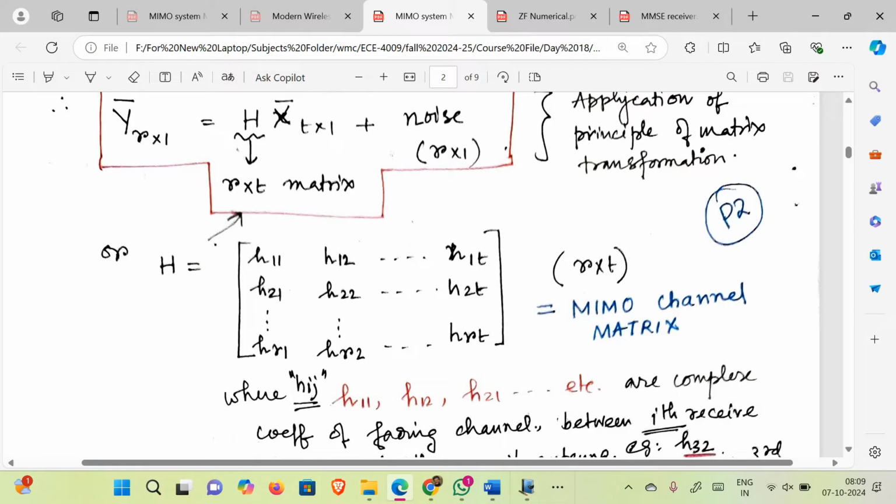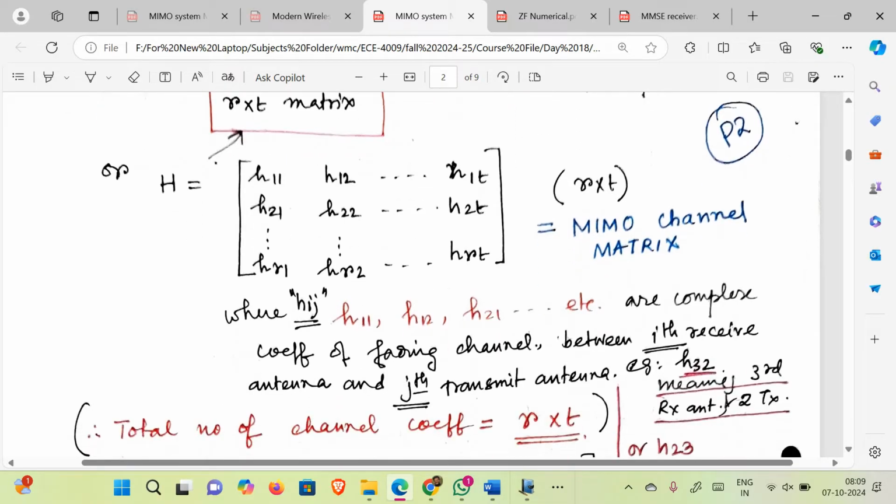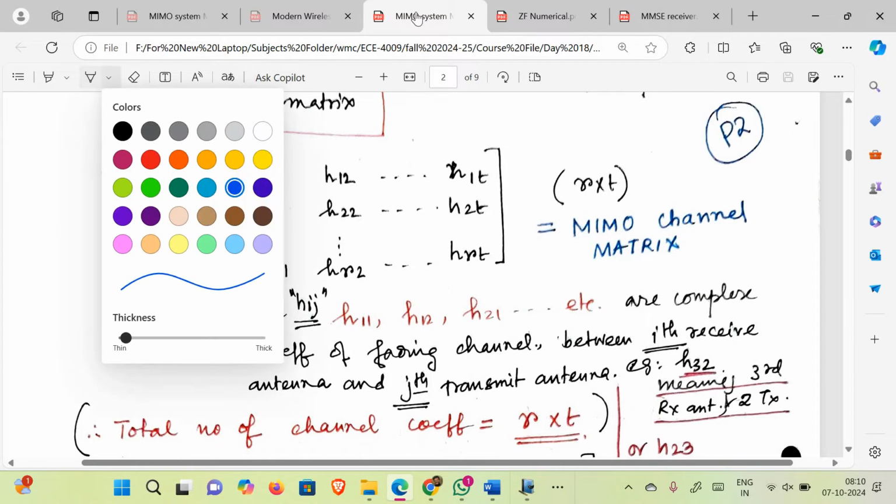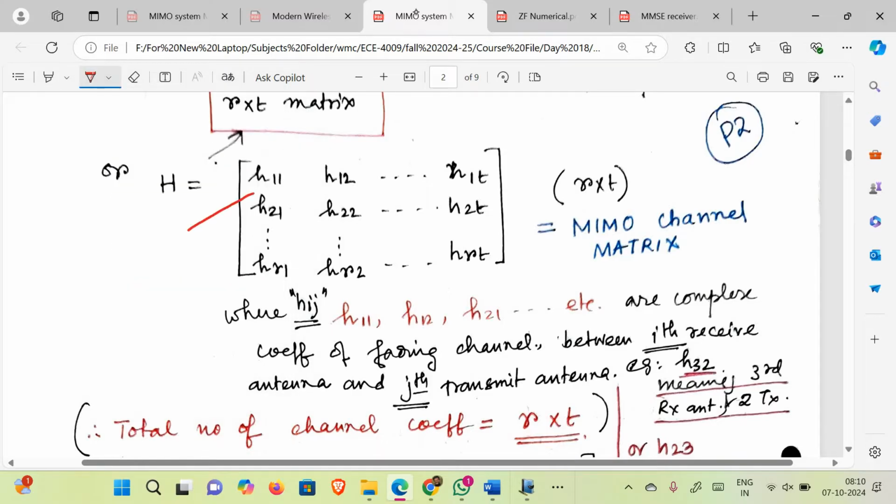All right. Even for MRC or EGC, when we did that for diversity, we came across that H played an important role in finding the optimal weight, or even the SNR calculations, everywhere. So keeping that in mind, this MIMO channel matrix, which usually is referred to as an R cross T matrix, is nothing but a combination of receiver and transmitter antennas put together. And these indices were very important, as I told you in last day's class also, that H11 would indicate receiver antenna 1 and transmitter antenna 1, and so on and so forth.